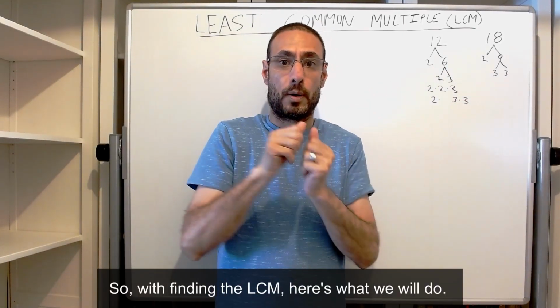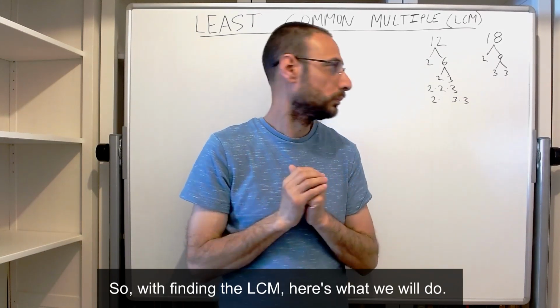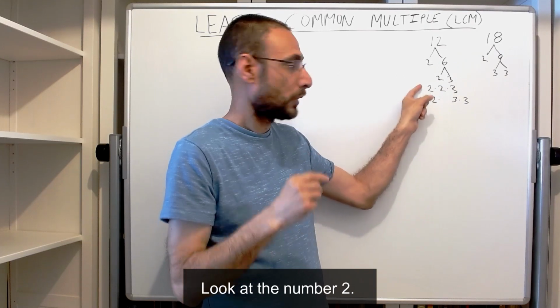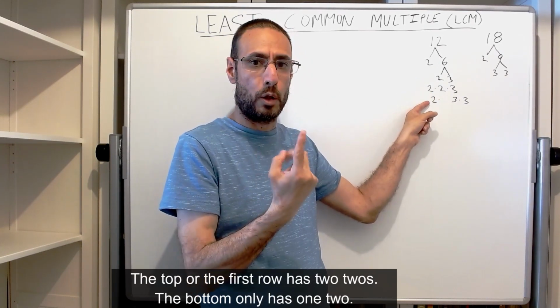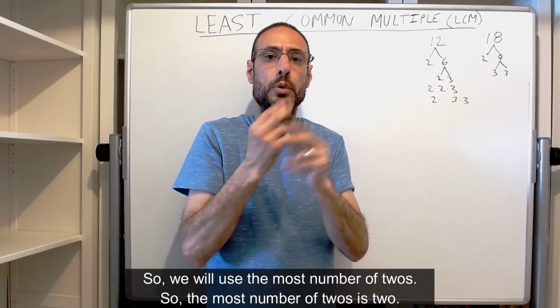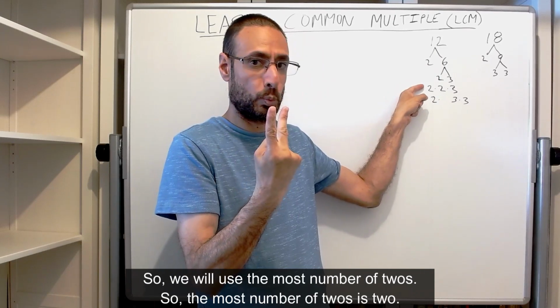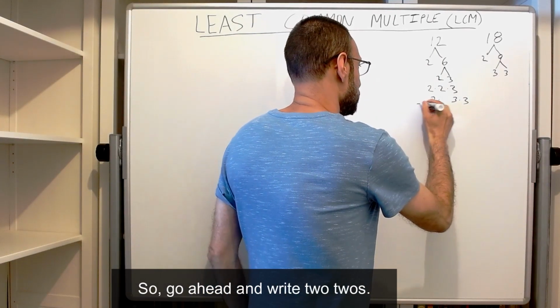With finding the LCM, here's what we will do. Look at the number 2. The top or the first row has two 2's. The bottom only has one 2. So, we will use the most number of 2's. The most number of 2's is two. So, go ahead and write two 2's.